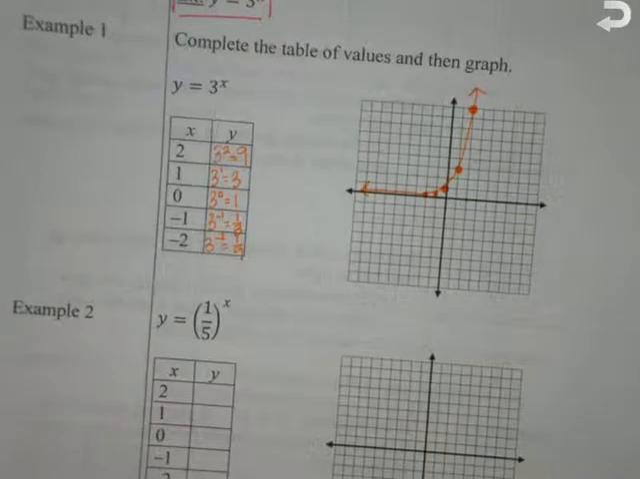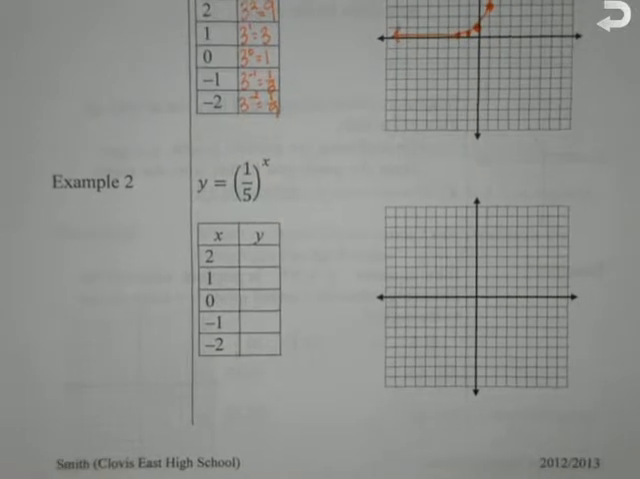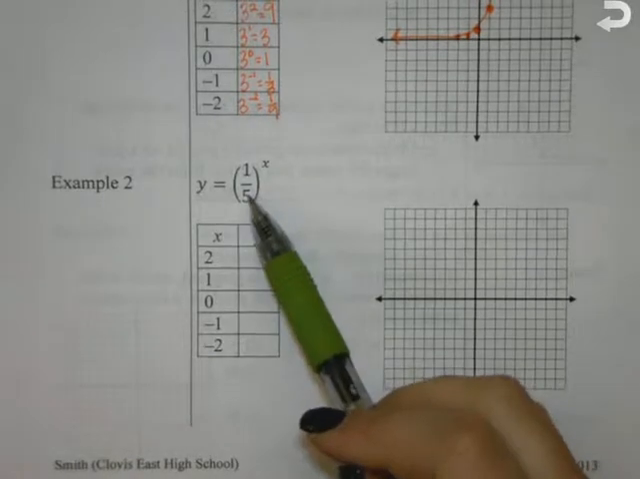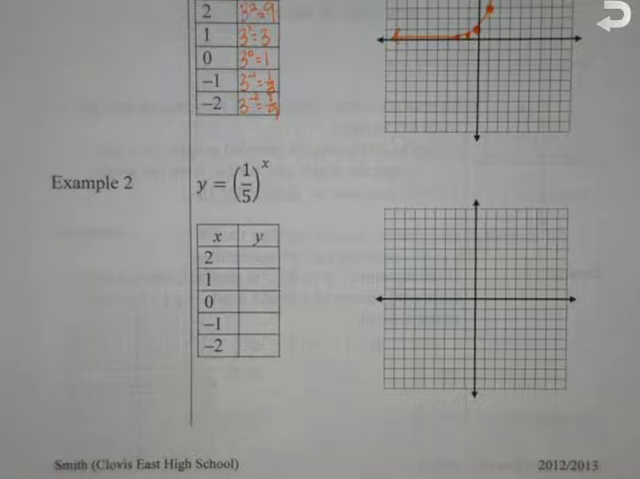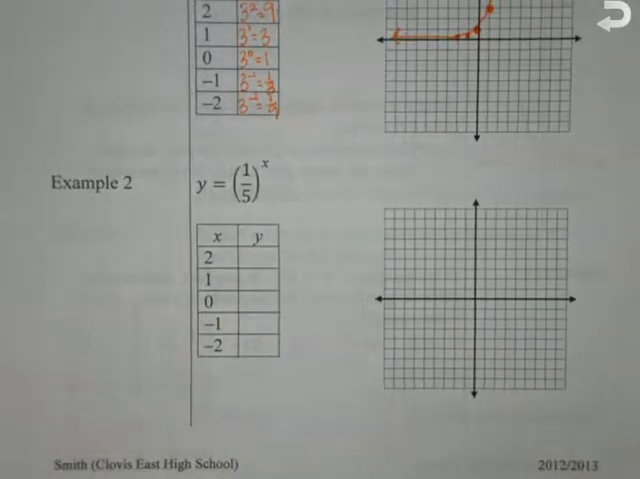Okay, let's do another one, but this time see what happens if we have a fraction as our base. So this time my base is 1 over 5 to the power of x, but that still satisfies the requirements because it's not equal to 1, but it's still greater than 0. And same thing, we plug in for x, 2, 1, 0, negative 1, negative 2, and then we see what happens.